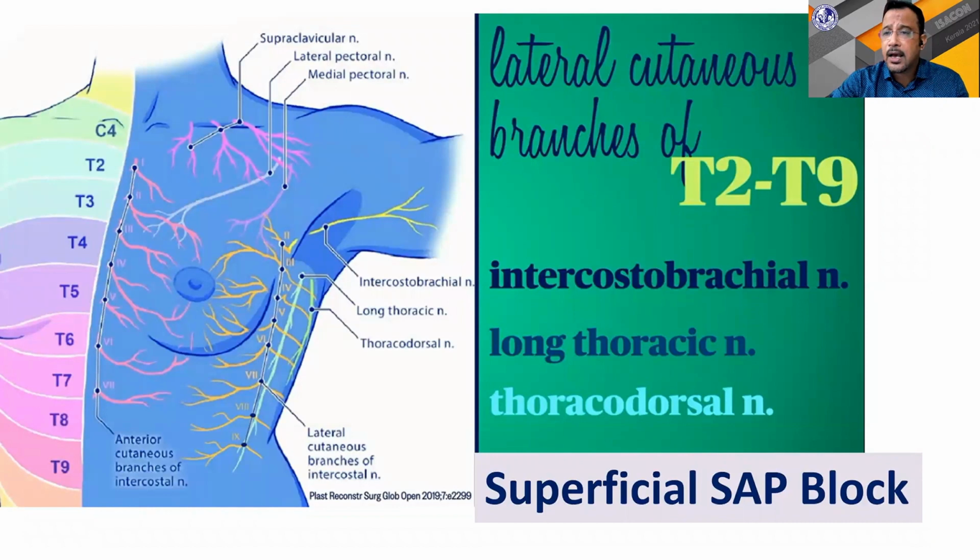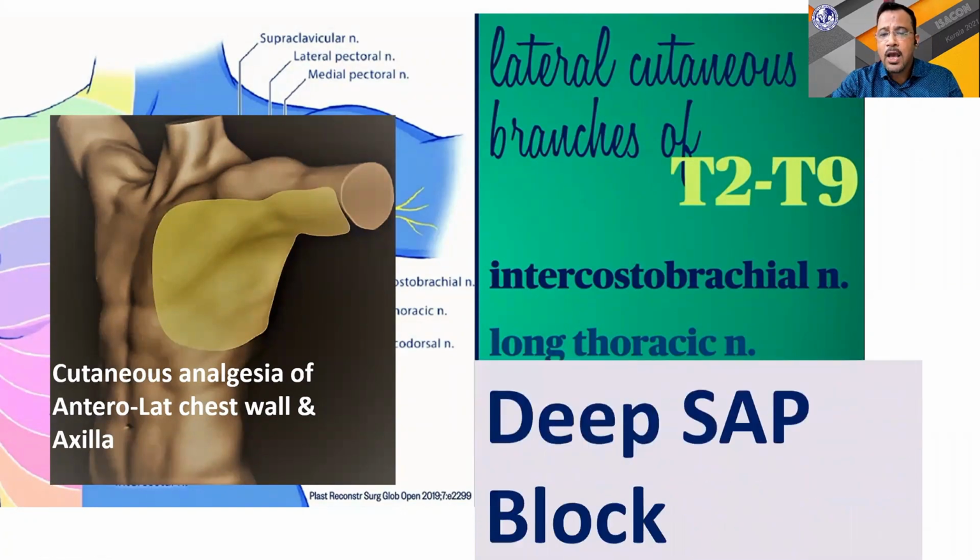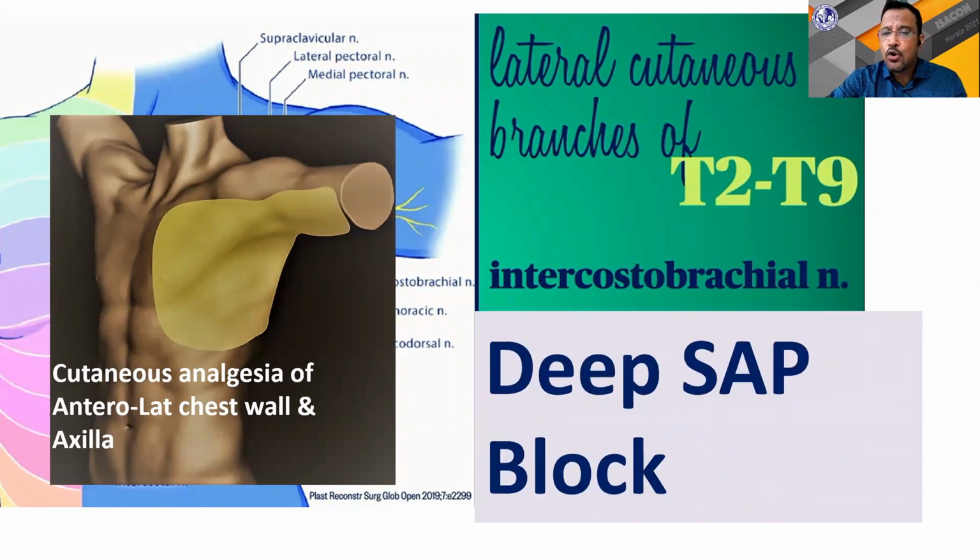Now, what are the nerves which are blocked in superficial SAP block? It is the lateral cutaneous branches of T2 to T9, the intercostobrachial nerve, the long thoracic nerve, and thoracodorsal nerve. This is the cutaneous analgesia area of distribution provided with a superficial SAP block. But in a deep SAP block, only the lateral cutaneous branches of T2 to T9 and intercostobrachial nerves are blocked.